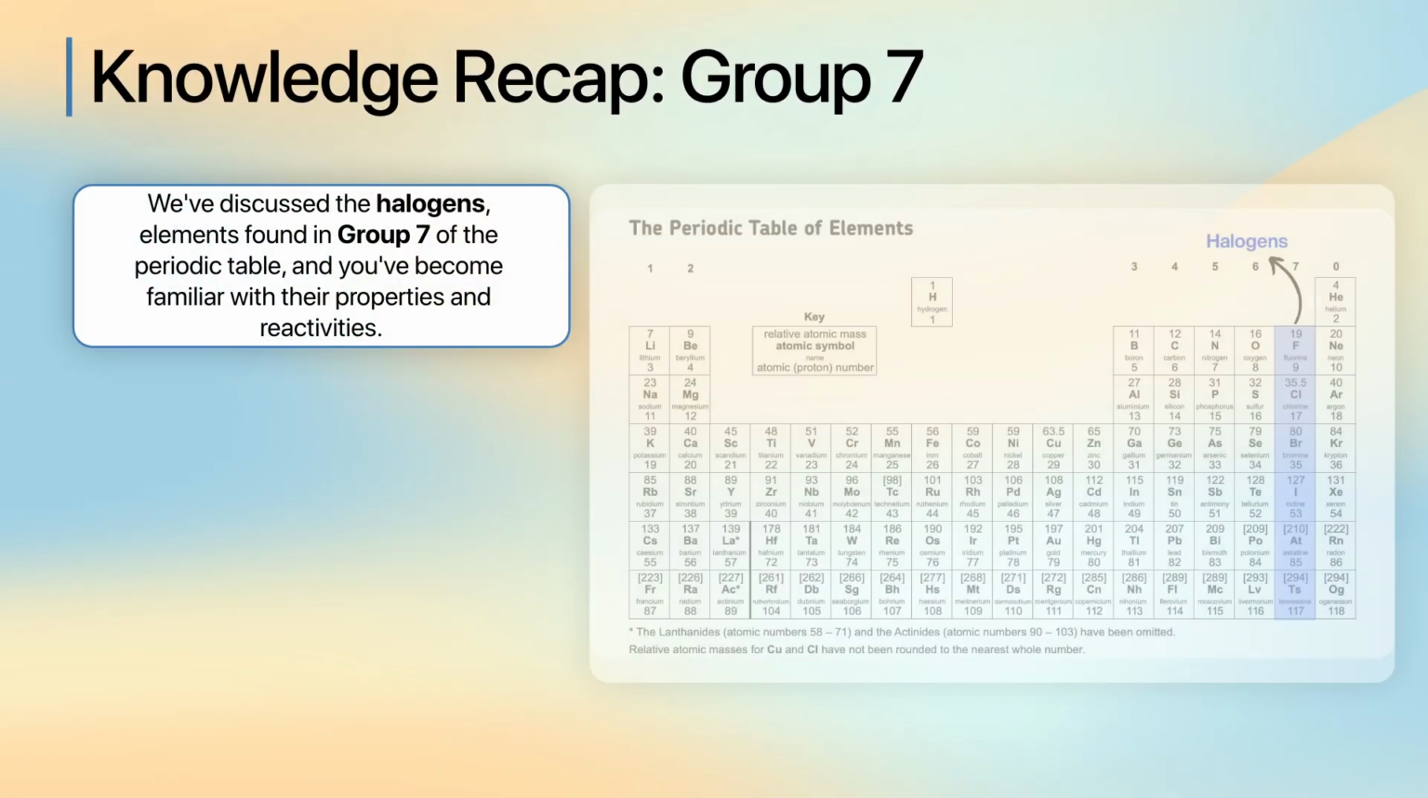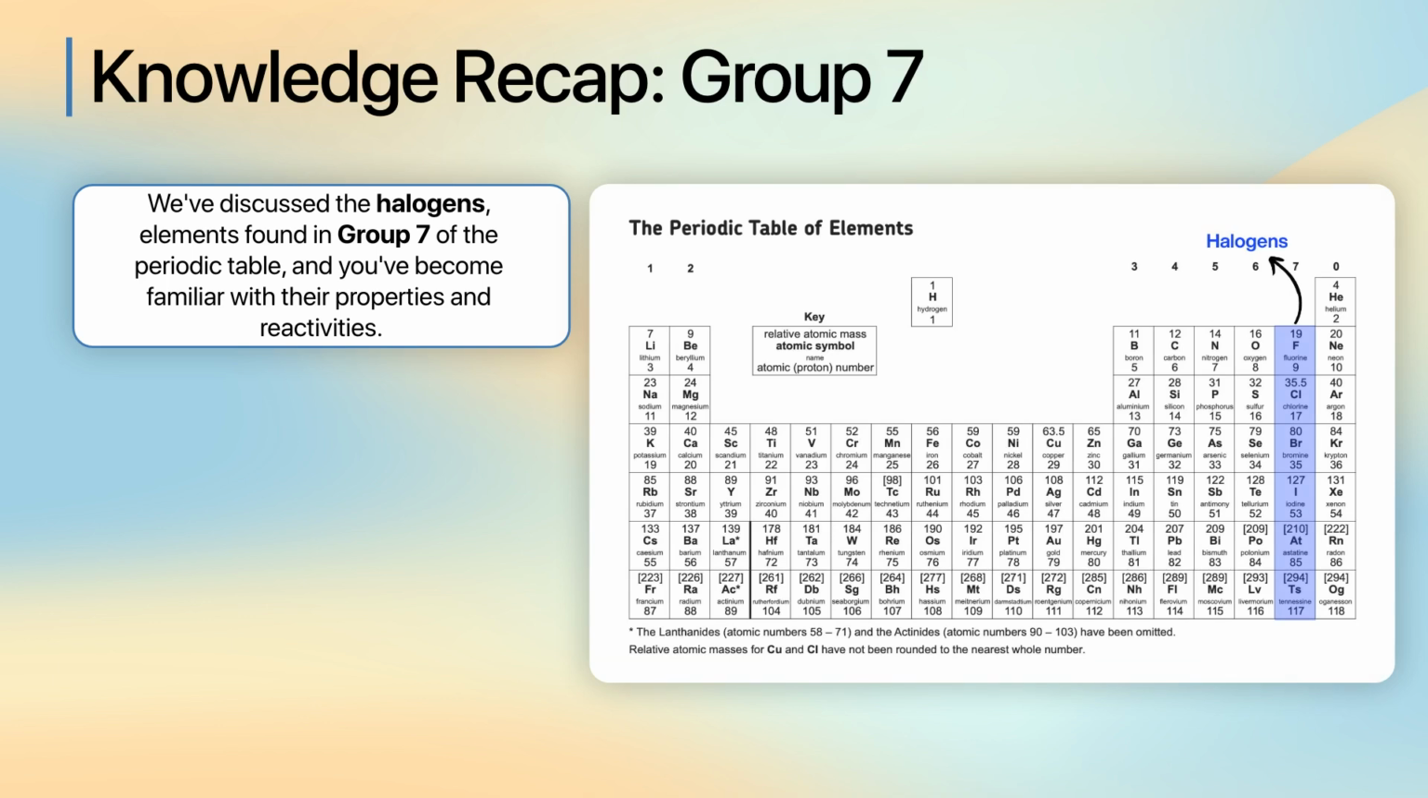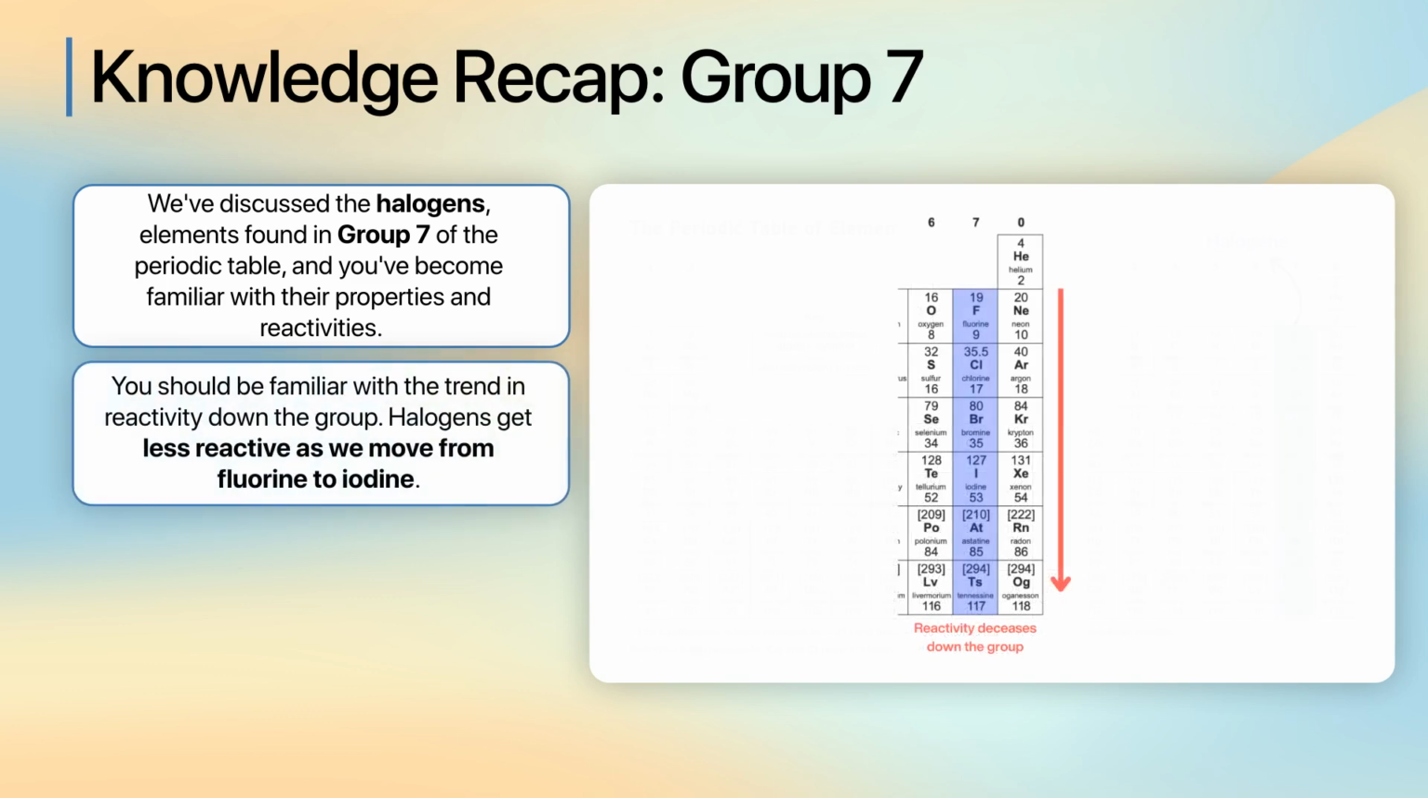So far, we've discussed the halogens, elements found in group 7 of the periodic table, and you've become familiar with their properties and reactivities. You should be familiar with the trend in reactivity down the group, that halogens get less reactive as we move from fluorine to iodine.